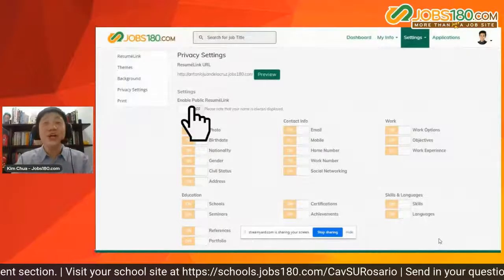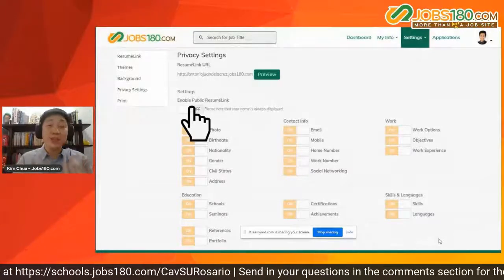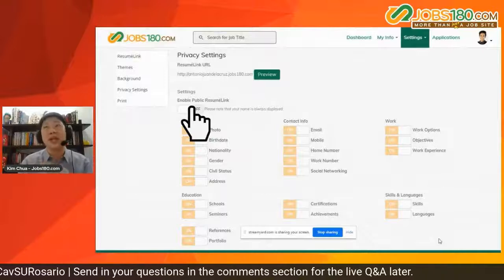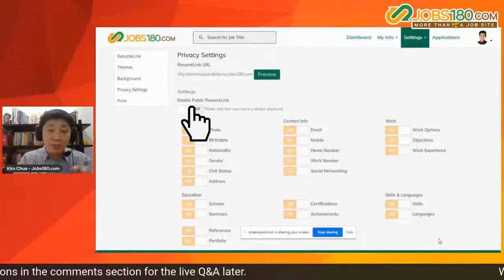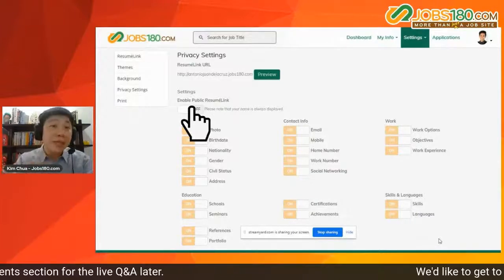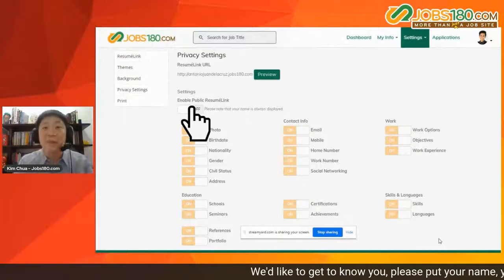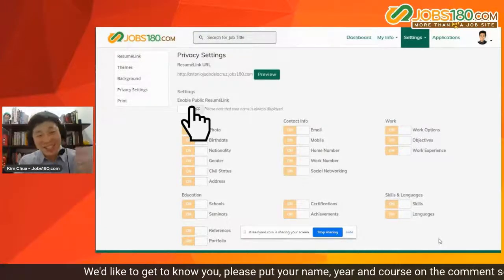Ang maganda pa rito, real-time update yan. Halimbawa, today, you decide not to show your birthday, your address, and references. And then 5 minutes later, you decide, sige, pakita ko na nga birthday ko. Turn it on. Real time. The moment you save your settings, lahat na binigyan mo ng resume link, updated na rin sila real time. As in real time. Di ba? Ayos, di ba? Sige, tuloy natin.